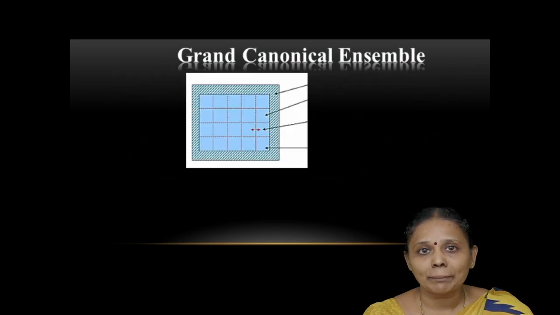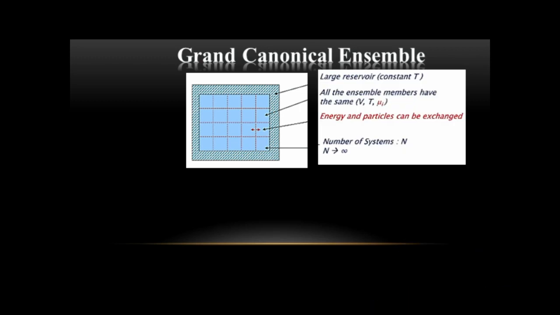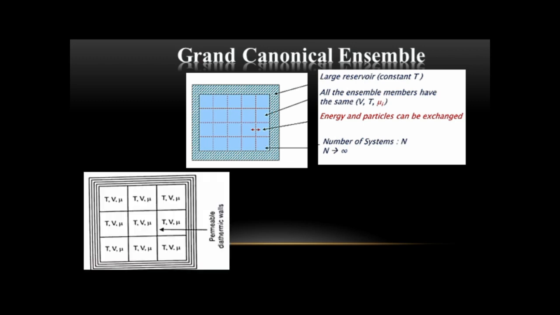Here is the pictorial representation for the grand canonical ensemble. It is a large reservoir having constant temperature T, and all the ensemble members have the same volume, temperature, and chemical potential. Here both the energy as well as particles can be exchanged within the system, and here we see that it has permeable as well as diathermic walls.